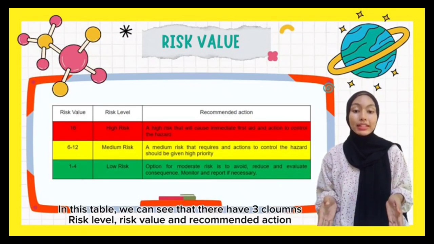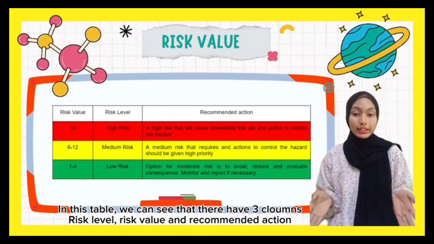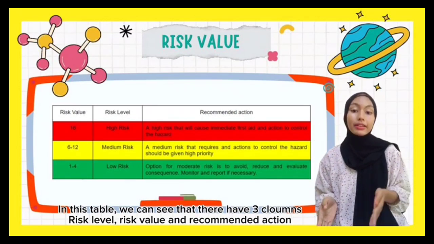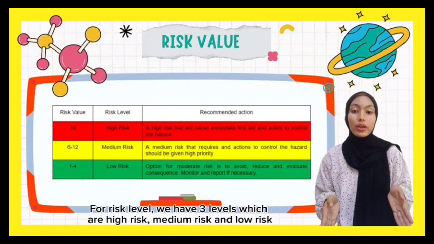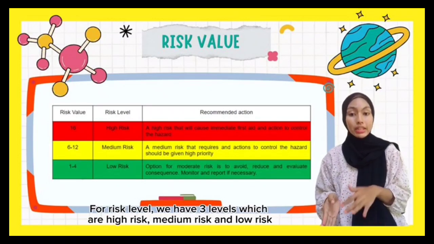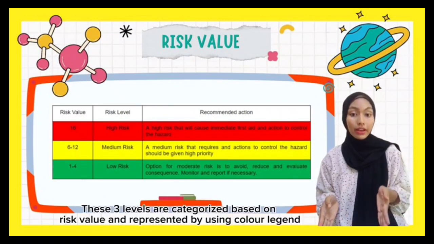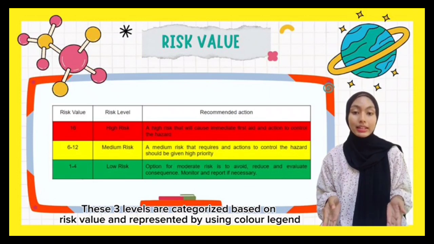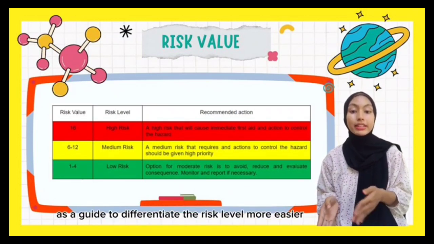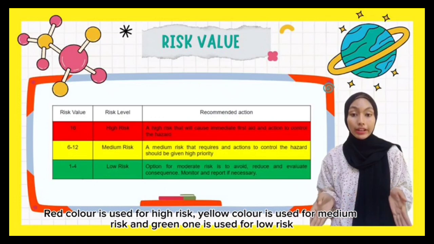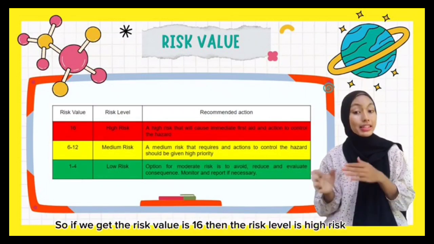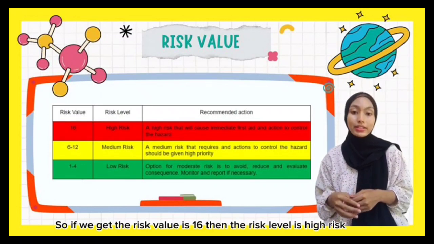In this table, we can see that there are 3 columns: risk level, risk value, and recommended action. For risk level, we have 3 levels which are high risk, medium risk, and low risk. These 3 levels are categorized based on the risk value and represented using a color legend as a guide to differentiate the risk level more easily. Red is used for high risk, yellow for medium risk, and green for low risk. So, if we get a risk value of 16, then the risk level is high risk.